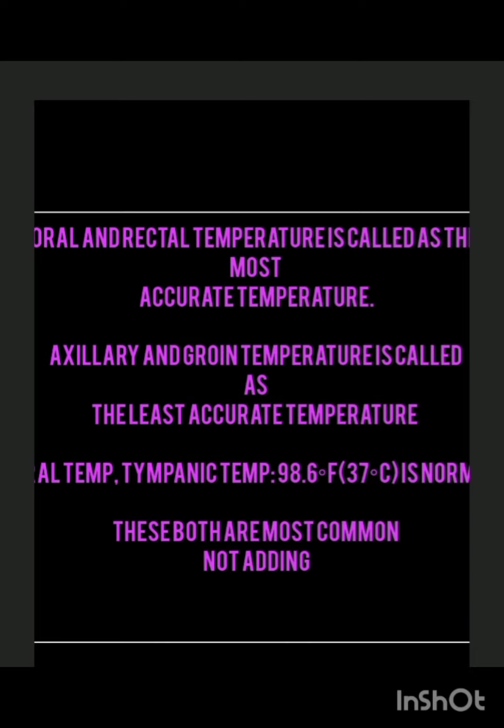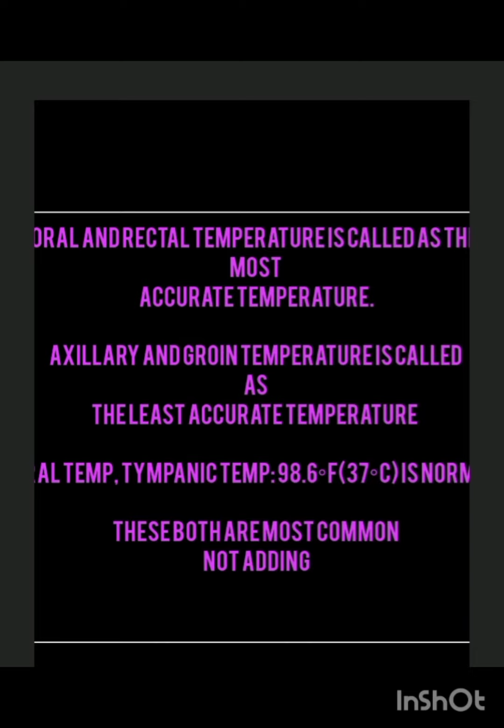And axillary and groin temperatures are called the least accurate temperatures. These questions are very important for competitive exams, because they will ask which is the most accurate temperature and which is the least accurate temperature. Axillary and groin temperatures are the least accurate because there is a chance of misplacing the thermometer, or exposing the thermometer bulb to the atmosphere rather than to the body. And in the case of children, there will be movement, so that is the reason oral temperature checking is mostly used for children.